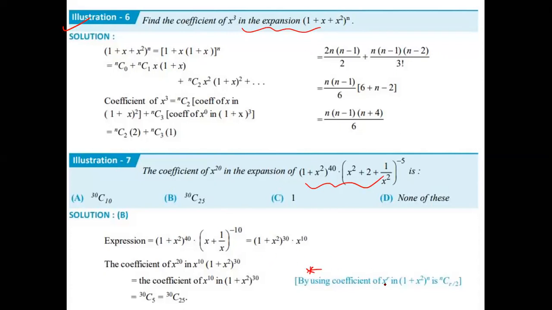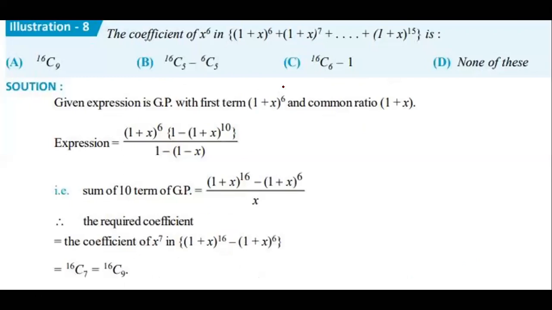This is very important. See carefully. The coefficient of x power r in (1 plus x square) whole power n is nCr by 2. Otherwise, you can expand directly, no problem. This one also, see. Find the coefficient of x power k. It is the same formula. The given expression is a GP whose first term is (1 plus x) power 6 and common ratio is 1 plus x.